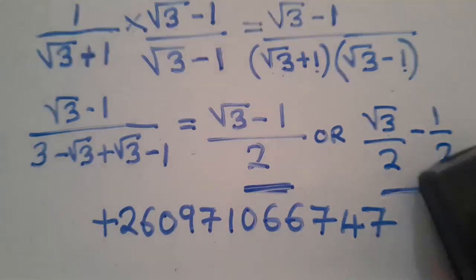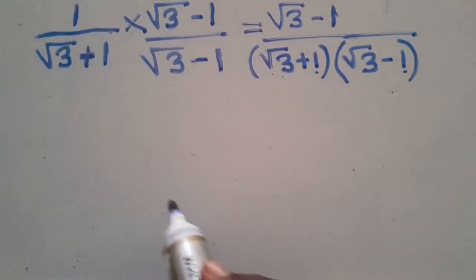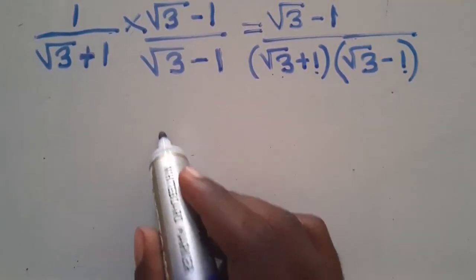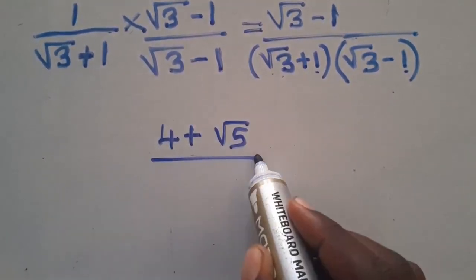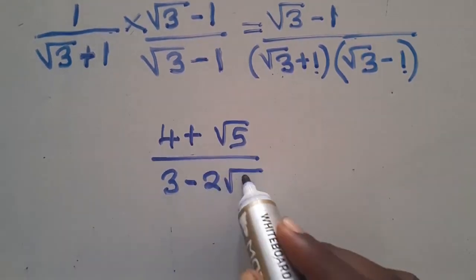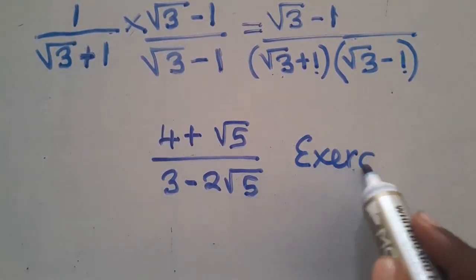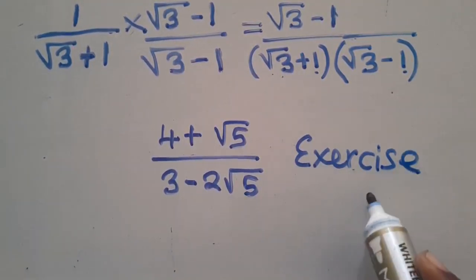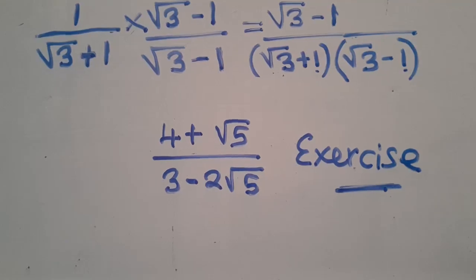So let us now answer this question. This is your question. You rationalize the denominator: 4 plus √5 over 3 minus 2√5. This is your exercise. I want you to try this with the knowledge that you've gathered. Let's try to answer this question. We see how we've understood this topic.